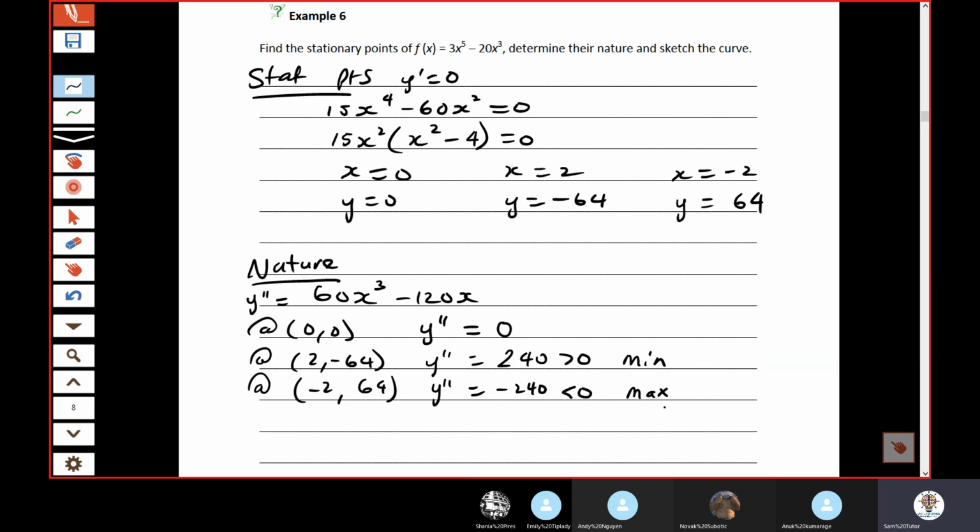So if you ever get y double dash equal to 0 at this stage, at nature, the only conclusion you can make is possible point of inflection. We're going to talk about that in our third step.